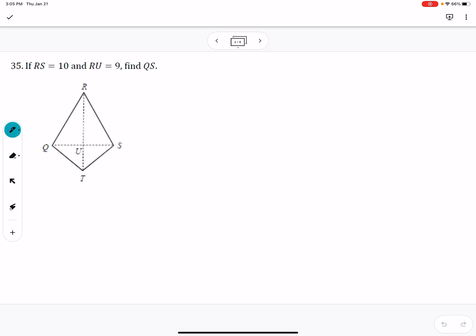Number 6. We have a kite here. I wish the directions said that this was a kite, but it's definitely a kite. That information is important, especially when I've told you in the past that looks are deceiving. You cannot go based on what the diagram looks like. So this is, in fact, a kite. RS is 10. RU is 9. We want to find QS. Well, in a kite, the diagonals are perpendicular. So this is just a classic Pythagorean theorem. Diagonals are perpendicular, and these are going to be the same.